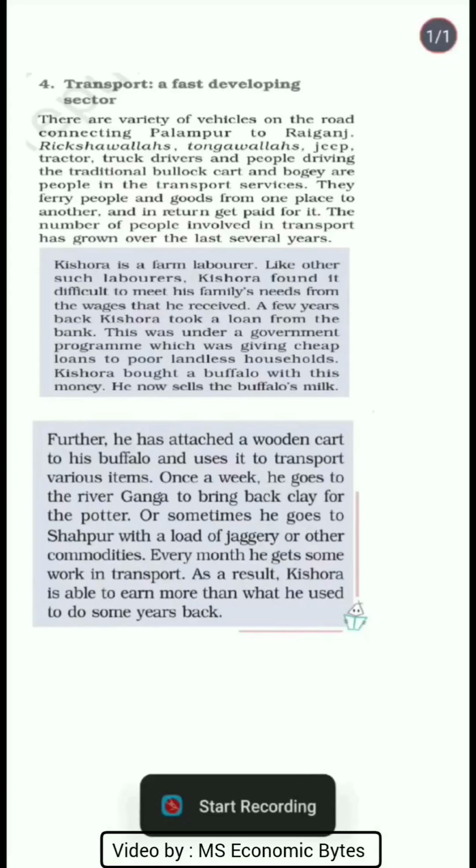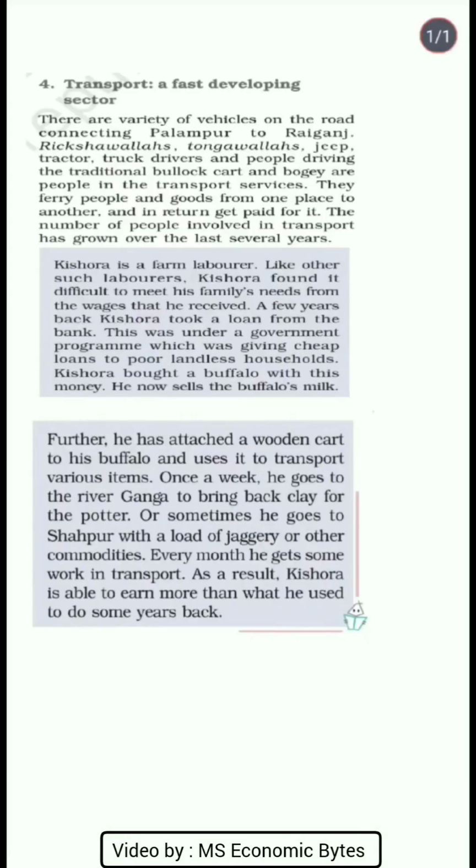Today we will read about another non-farm activity which is a very fast developing sector in Palampur, and that is transport. There are a variety of vehicles on the road connecting Palampur to Raiganj. Rickshawalas, tongawalas, jeep and tractor drivers are people in the transport services. They ferry people and goods from one place to another and get paid for it.